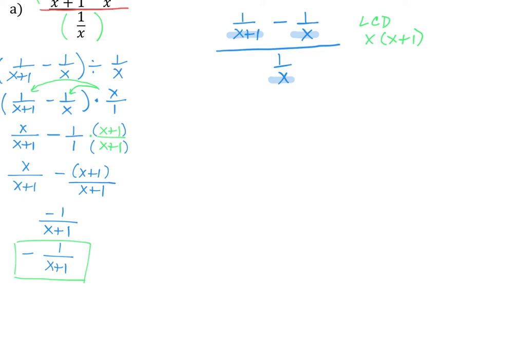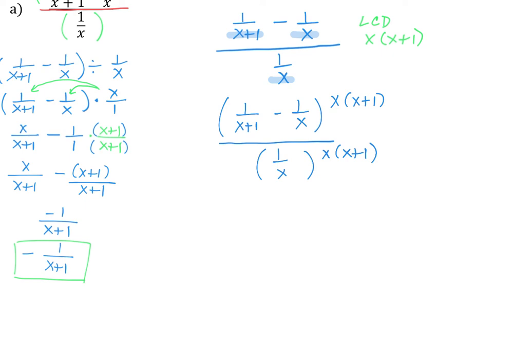I'm going to take this expression, 1 over x plus 1 minus 1 over x, and multiply the top by the LCD, which is x times x plus 1, over the 1 over x. I'm going to multiply this by x times x plus 1. Because remember, this is a fraction. We can multiply numerator and denominator by the same quantity.